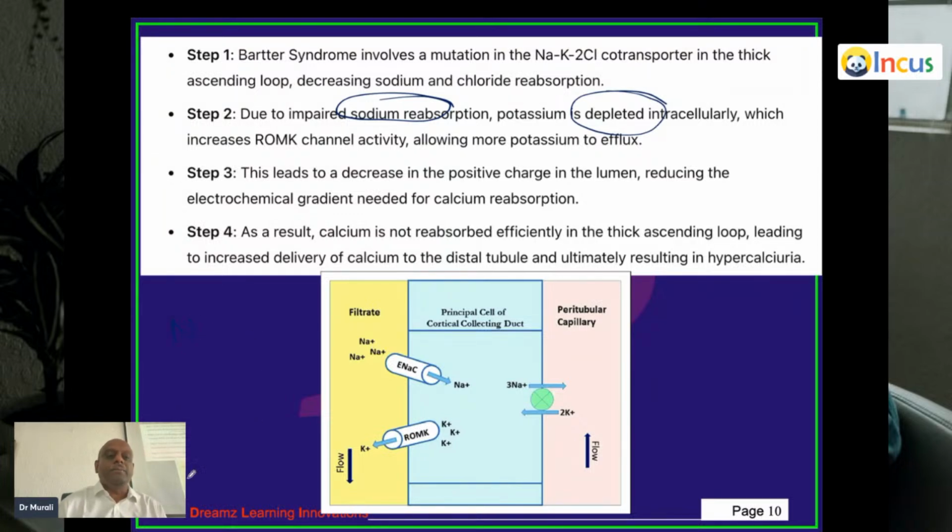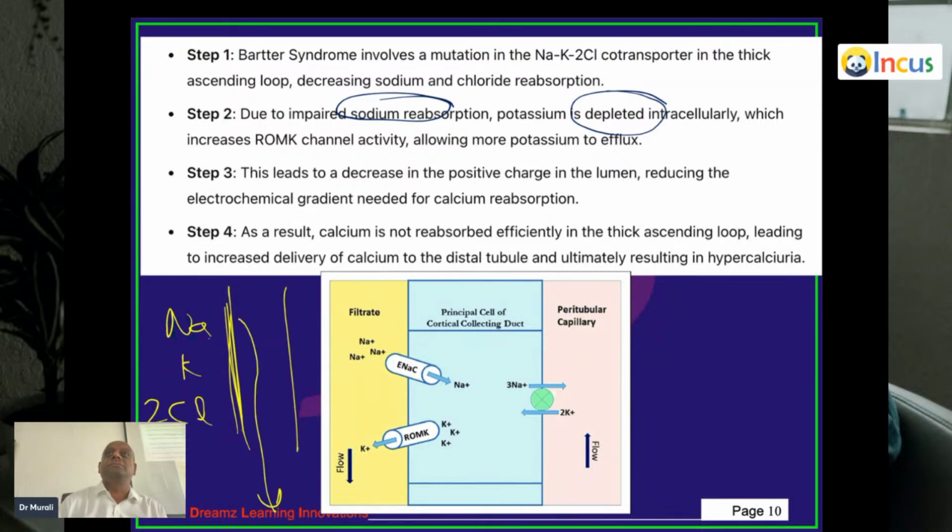Sodium, potassium, 2 chloride: all the 3 in the thick ascending limb of loop of Henle are decided to not go into urine, but to get reabsorbed into the interstitium and then into the body. So the moment you inhibit it, what happened? Sodium is lost into urine.